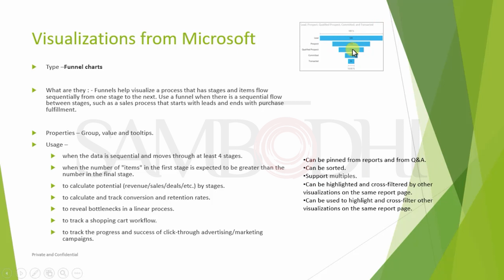It can be sorted, supports multiple funnels, and can be highlighted and cross-filtered by other visualizations. This is true for almost most of the visualizations. What this means is, if you select one particular item, that value's corresponding items can be shown in the rest of the charts on the screen. For this, there is no visualization as such, but we'll try to attempt one.